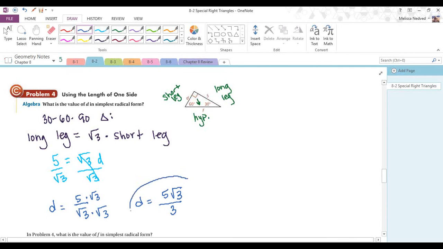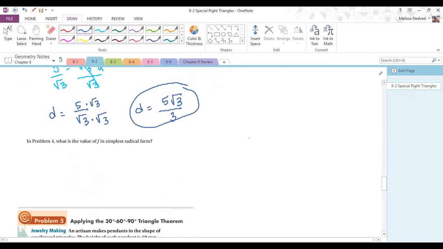My final answer is still a fraction. My short leg has a length of 5 root 3 over 3. So even though it doesn't look like it's a nice number, that's okay. A lot of these will have those square roots still left in the answer, and that's okay.